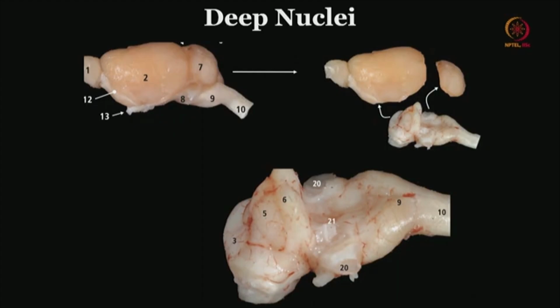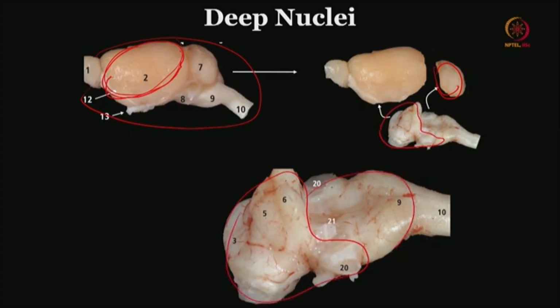As I said, if one needs to expose it surgically, you need to remove the isocortex and then remove the cerebellum from posteriorly. So, that is the whole brain there. Once you remove this cap of isocortex, that is called cerebrum, and then you separate the cerebellum, whatever structure is remaining here will be the deep nuclei, alright. So, that is the brainstem that I just discussed, and that is the spinal cord.